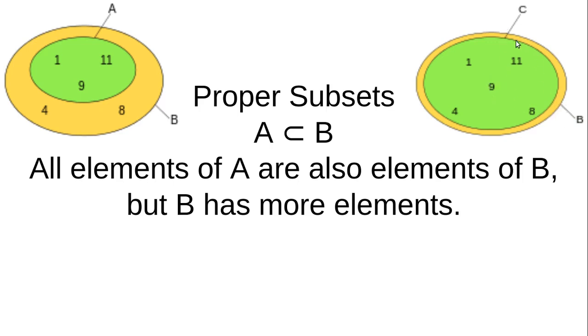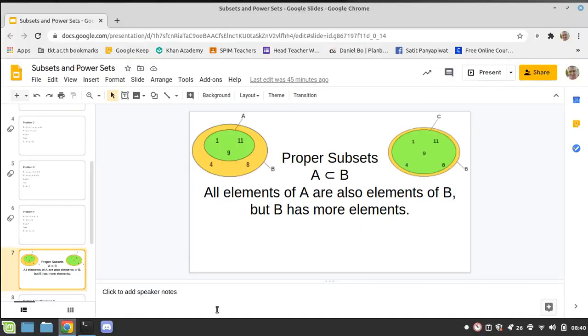B and C are equal. So C is a subset of B over here, and A is a subset of B over here, but A is a proper subset of B, but C is not a proper subset of B because there are not more elements. So I hope that was clear. We're going to do some practice on the board in a minute.